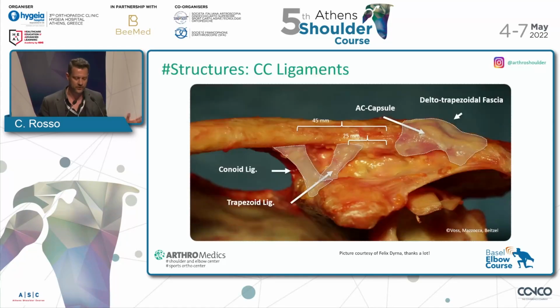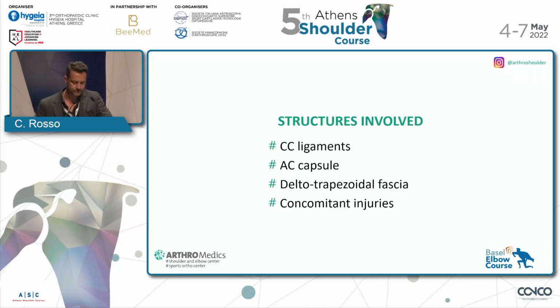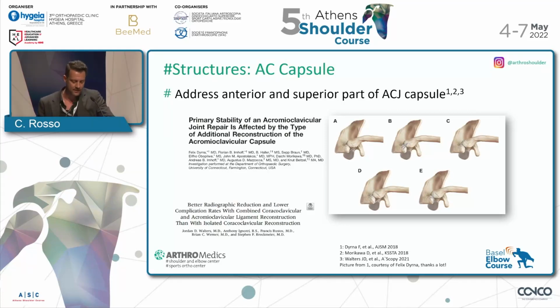So structures involved. CC ligaments, we all know CC ligaments, usually they are ripped off, grade 3 and higher. So of course we need to repair these, or give them an option to anatomically heal. The AC joint capsule, so Felix Dyrna showed in his biomechanical studies that it's really important. The anterior and the superior AC joint capsule is very important for horizontal instability and also for vertical instability. And he also showed later on that whatever you do, if you do A, B, C, D, E, address the AC joint. So this is really important.